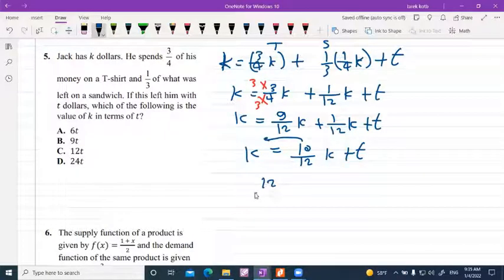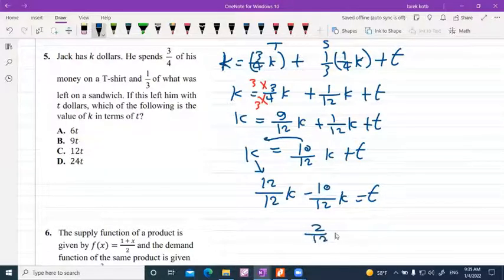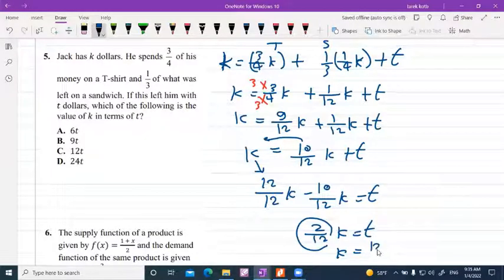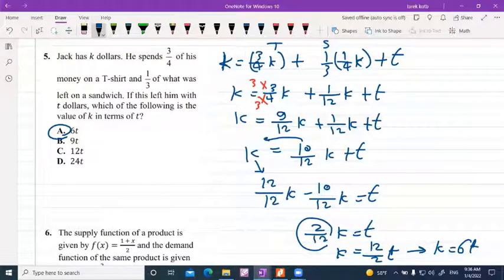Good. If you take this K to the other side, this K will be 12 over 12K, minus 10 over 12K equals T. 12 minus 10 equals 2, 2 over 12K equals T. Okay, so finally the K equals, if you take this and flip it and take it to the other side, it will be 12 over 2T, means 6T.